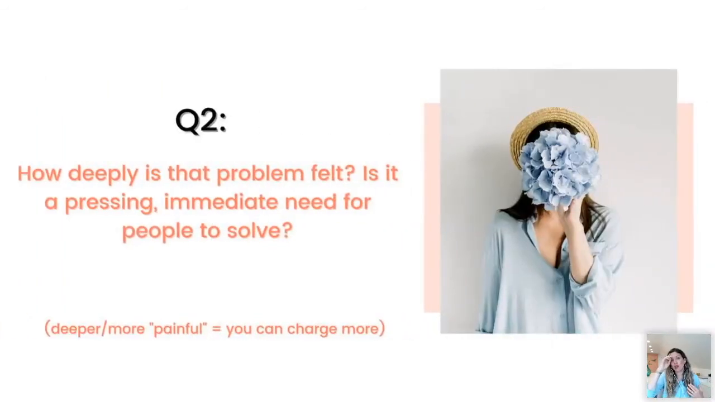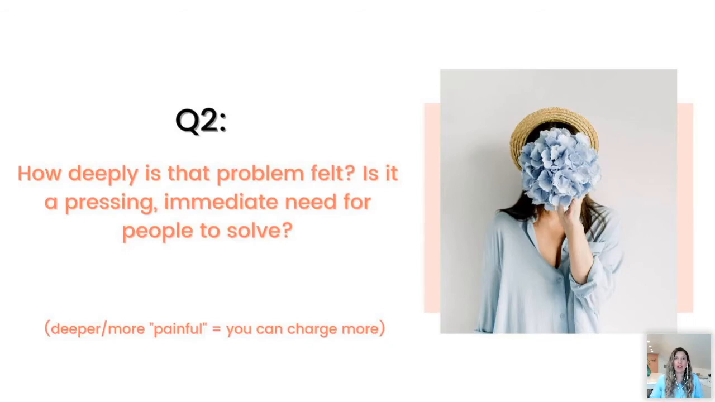Here's the next question. How deeply is that problem felt, right? That problem that your course is solving. Is it a pressing, immediate need for people to solve? Are they struggling with it every single day? Is it something that is weighing on them? Because the deeper or more, quote unquote, painful, again, I don't love that terminology, I need to come up with a different word to use here, but the more deeply it's felt and the more immediate that need is, the more you can charge, right?